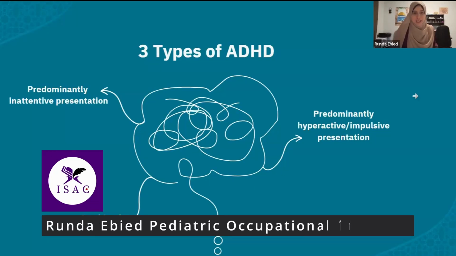So there are three types of ADHD, and I like to get to the basics first before I get into all the different aspects of ADHD, because the three types aren't very well known. There are three types that a child can be diagnosed with. The predominantly inattentive presentation. Usually a diagnosis will say ADHD, primarily inattentive.